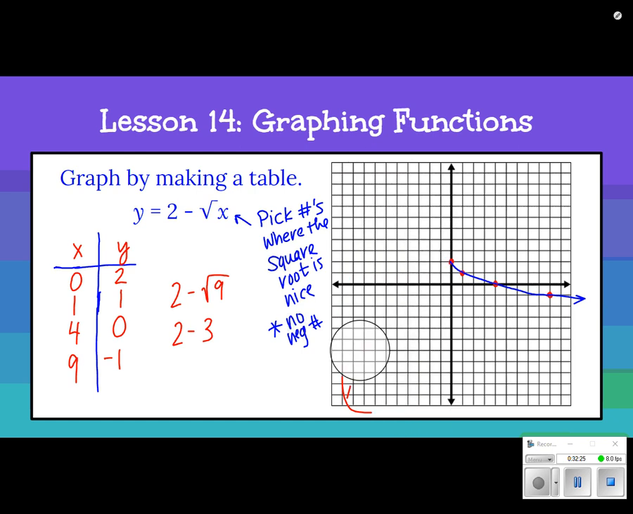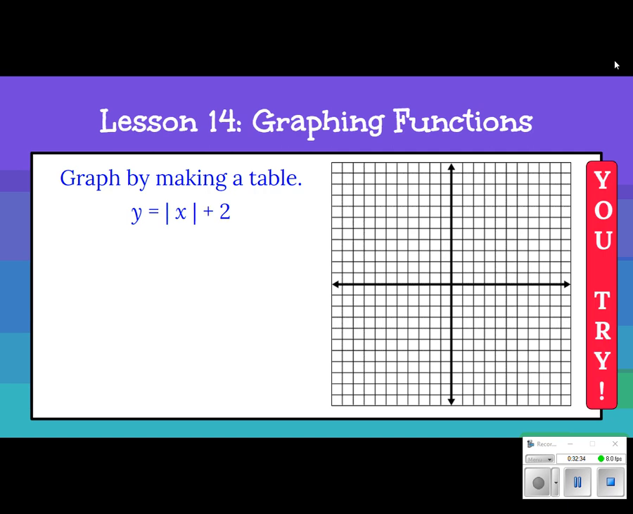root of a negative number. And if you do want to try to do that, put it in your calculator, see what happens. Calculator won't do it. Why should we? All right, you're going to try this one. Make a table of values.